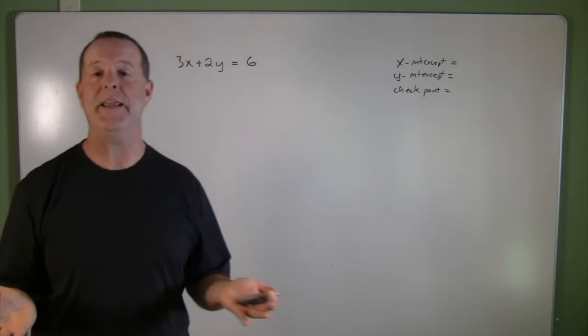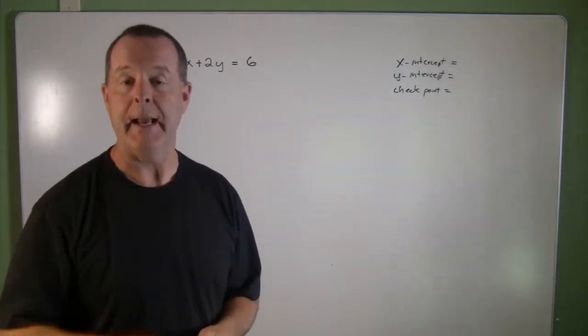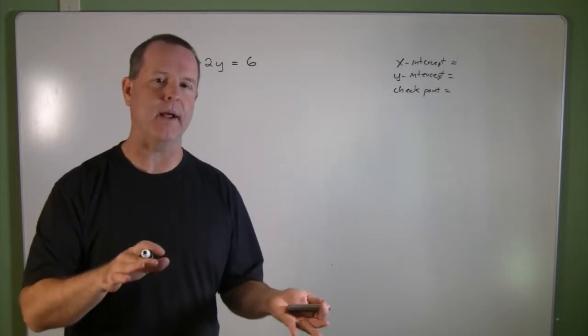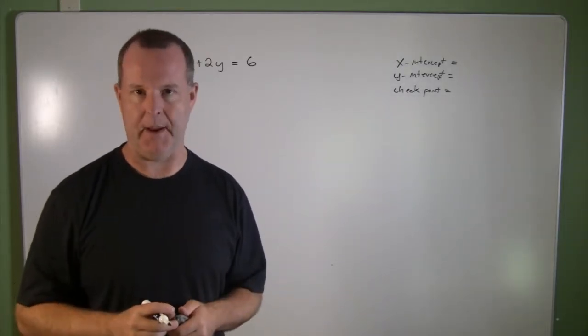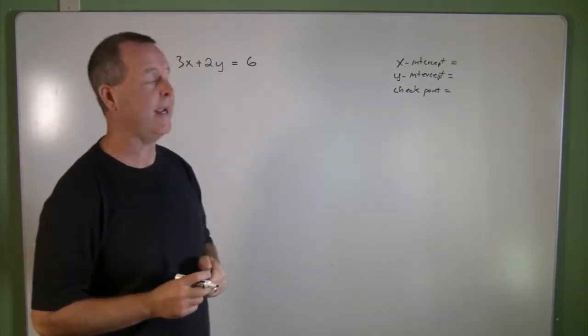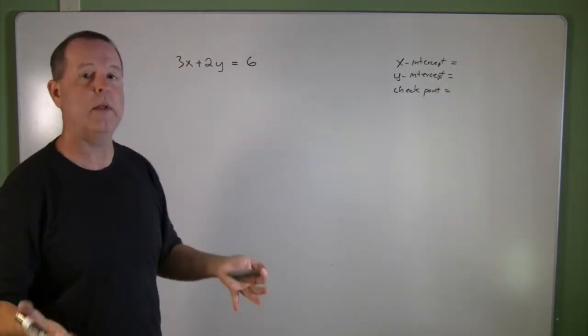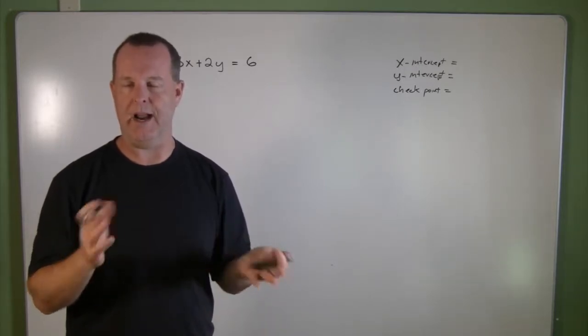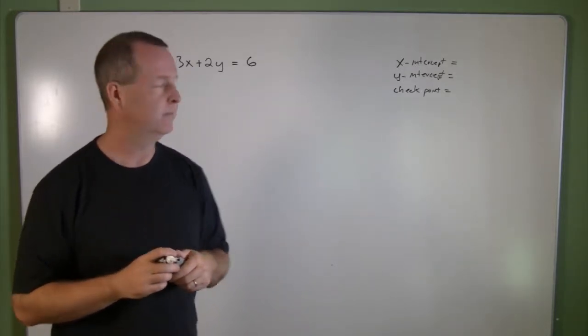The relationship I have is 3x plus 2y equals 6. And I want to graph this, not by plotting points, but by looking at its intercepts. So let's go ahead and find our x-intercept and our y-intercept. Remember, when we look for its x-intercept, which one becomes 0? Our x value or our y value?